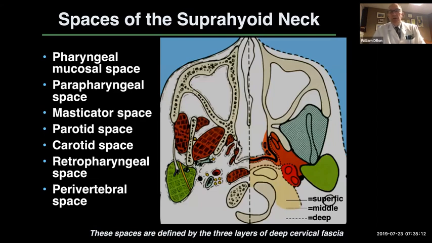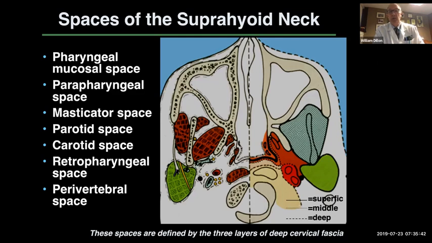So what we're going to talk about today is the anatomy and pathology of the head and neck, that is, below the skull base but above the thoracic inlet. We can think of this as a group of fascial spaces, shown here on this slide, where you can understand anatomy and pathology as it arises in these spaces.